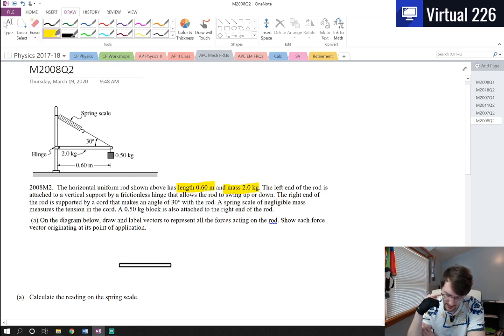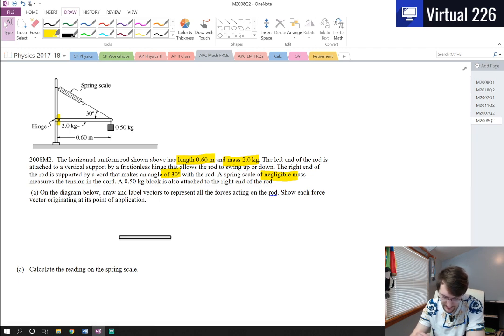The left end of the rod is attached to a vertical support by a frictionless hinge. That's nice. That allows the rod to swing up and down. The right end of the rod is supported by a cord that makes an angle of 30 degrees with the rod. And a spring scale of negligible mass, so we don't have to worry about its mass, measures the tension in the cord. A half-kilogram block is attached to the end of the rod.